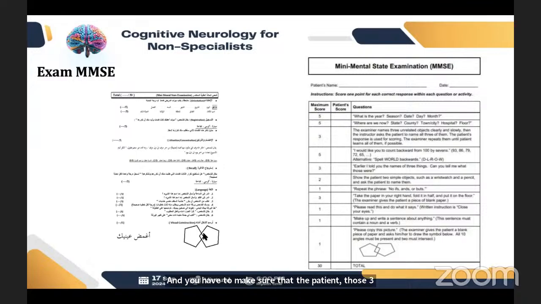And then you will move to the second task, which is you will tell the patient, I would like you to count backward from 10 by 7. So they will start with the 10 and then 93, 86, and you have to watch them and write their responses. If the patient could not do this task, there is an alternative task, which is the patient will spell a word to you, but in the backward condition. So they will start with the D and then they will end with the W.